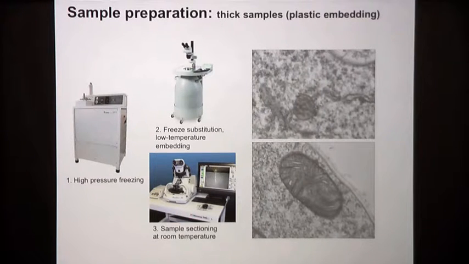And at room temperature, the thick block, which is embedded in plastic, can be sliced using a diamond knife, and the thin salami-type slices, you can think of it as a salami slice, and these slices are then put on an electron microscopy grid, and then they can be simply imaged like a normal room temperature sample.